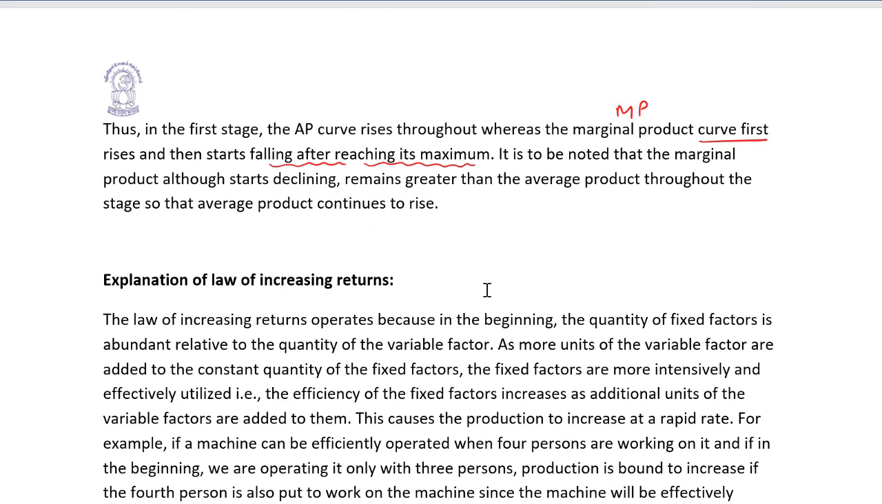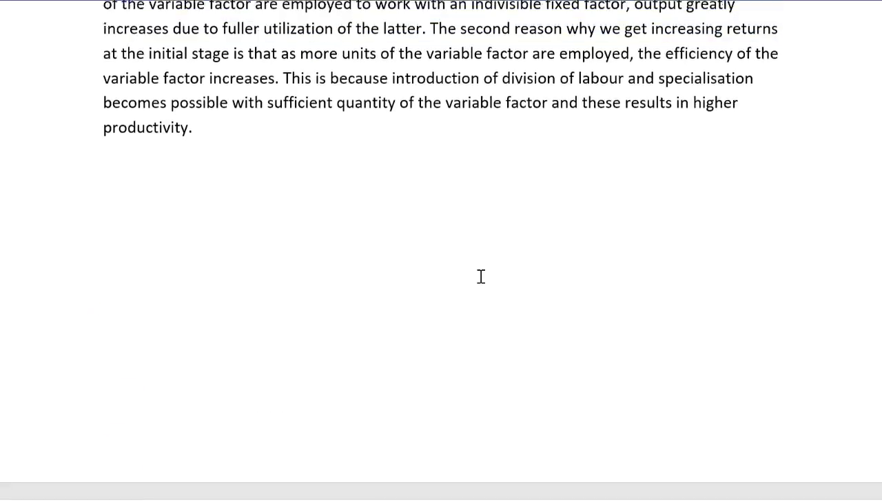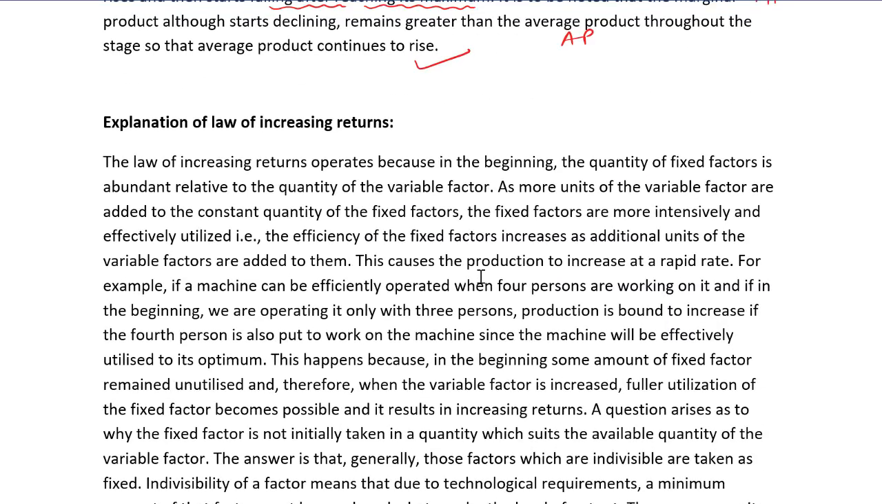It is to be noted that the MP, although it starts declining, remains greater than AP. MP remains greater than AP throughout stage 1, so the average product continues to rise. I believe it makes sense to you. Let's see the explanation of the law. Explanation of the law of increasing return. What we have learned till now.